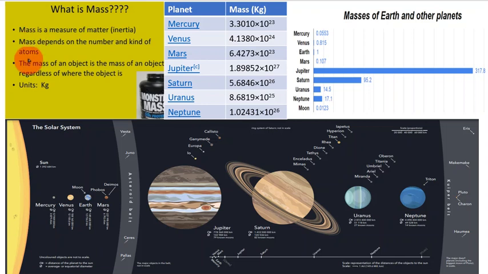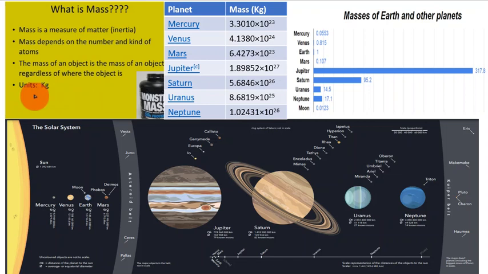So mass depends on the number and kind of atoms that an object has. The mass of an object is the mass of an object regardless of where the object is. So for example, we have weight and mass. Mass relates to the type of atoms and the number of atoms that make up the object. Whereas weight is its mass, the number and type of atoms, but also the force of gravity, which we look at later. The unit we use to measure mass can be grams or kilograms. In this case, we're going to look at kg.